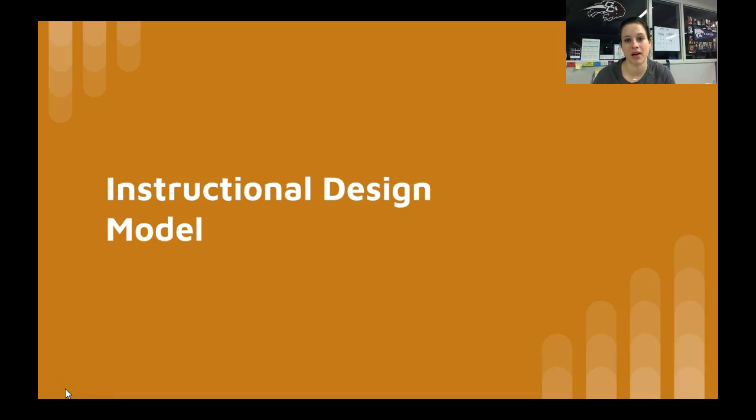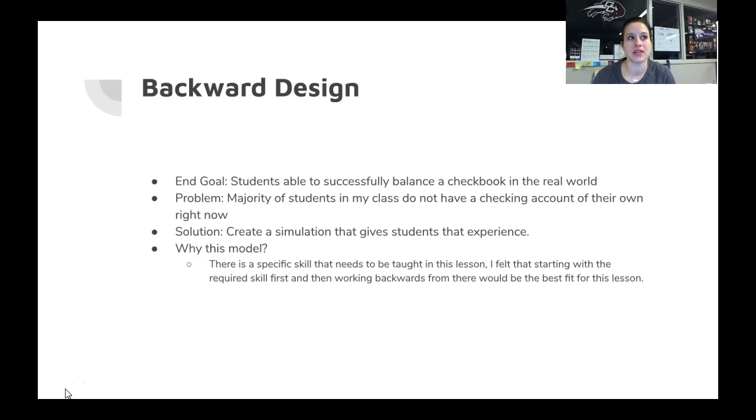So the instructional design model that I chose was backward design. This is a model that I typically think that I am working with in my class purely because I'm teaching a lot of skills that can be shown and modeled very easily. And so my end goal was I want students to be successful in being able to balance and reconcile their checkbooks. The problem is the majority of my students do not have personal checking accounts that they could kind of draw experience off of. And so my solution that I created was to create a simulation of some sort to give students that experience.